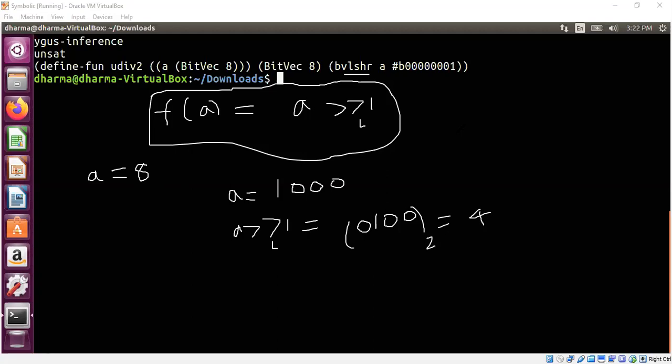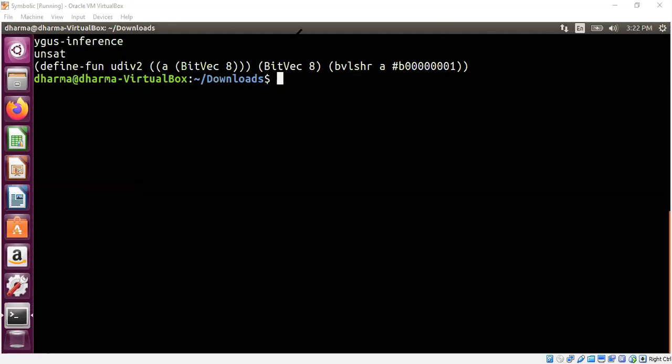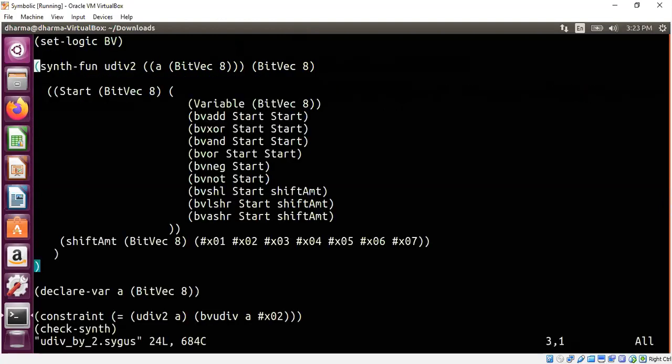Okay, I have deliberately chosen my a to be greater than or equal to 0, just to get the idea across first. So what we have achieved so far is that if we have a number a greater than or equal to 0, we can easily obtain an expression for dividing by 2 without using the division operator. Now let's move on to the next part of the demo, in which I will show you how to synthesize, say, division by 4, for example. I'm just going to make it 4.